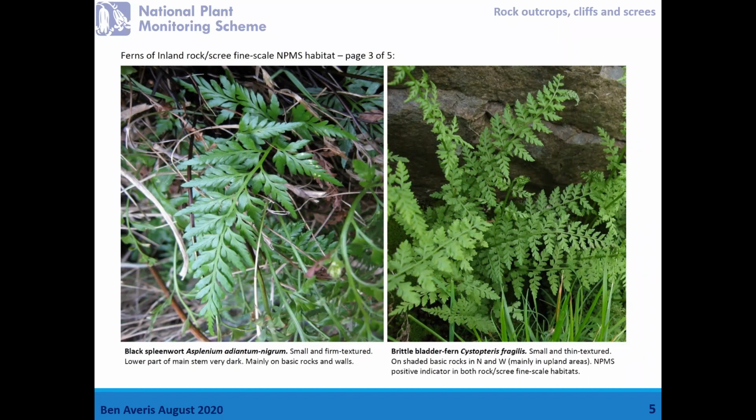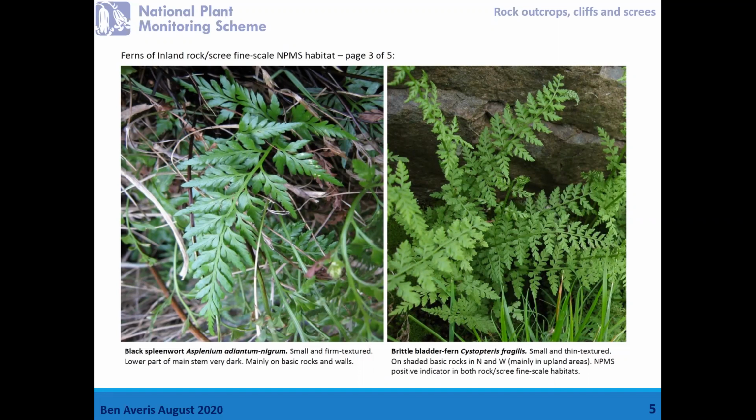The brittle bladder fern, on the other hand, is a much more papery kind of texture, very, very finely divided, and it forms little clumps in usually shaded, sheltered places, little recesses on steep rock faces, especially in the uplands, where the rock is basic. Always quite a nice find, that. It's a bit like a miniature male fern or miniature buckler fern, but consistently small and quite thin, with a slightly papery texture to it.